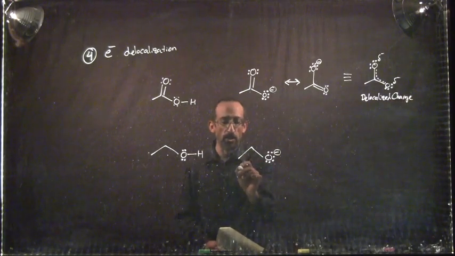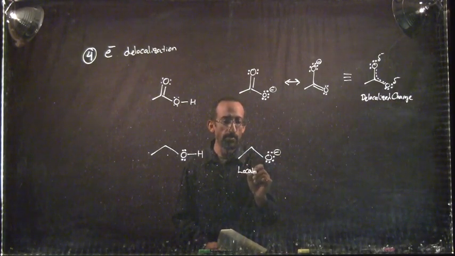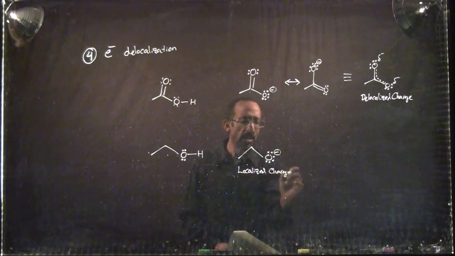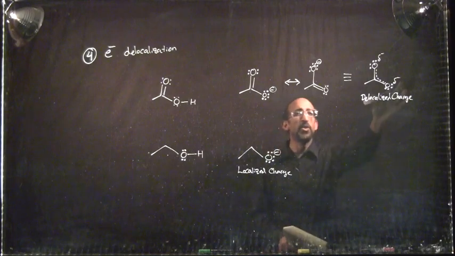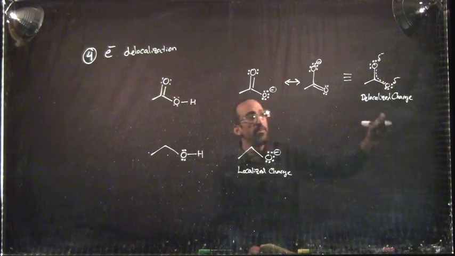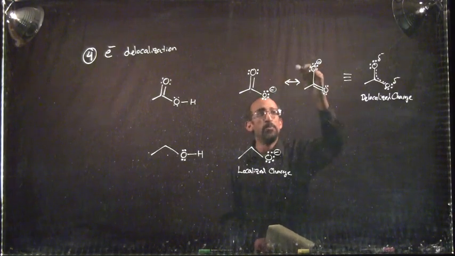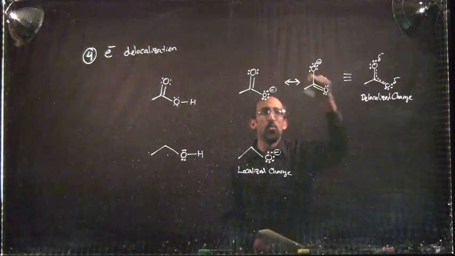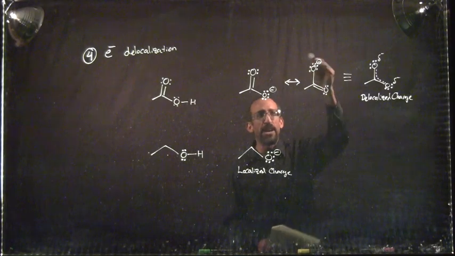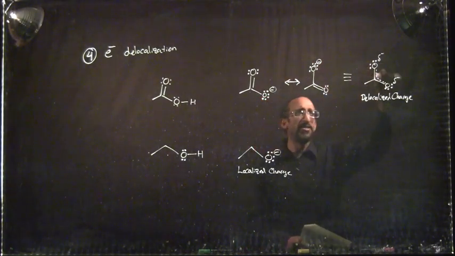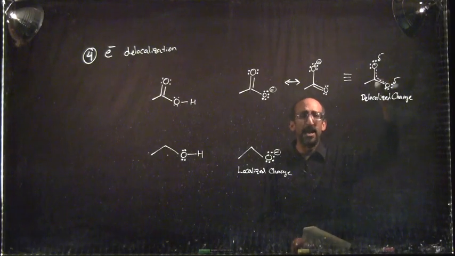And here we have a localized charge. The consequence of delocalizing this charge means that this electron pair that we can move around in resonance is zipping back and forth, back and forth all around between these three atoms, to give us this delocalized resonance hybrid.